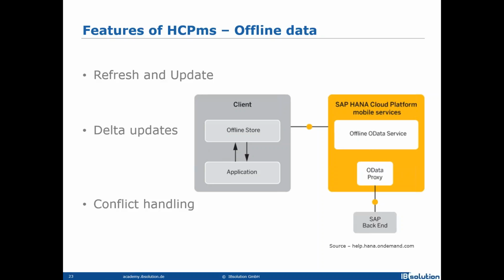But it can be decided by the developer. Deltas between the backend data and the client data are identified. It could be identified by the HCPMS or by the backend itself. Okay, when an application is in an offline mode, it accesses the data from that application store.